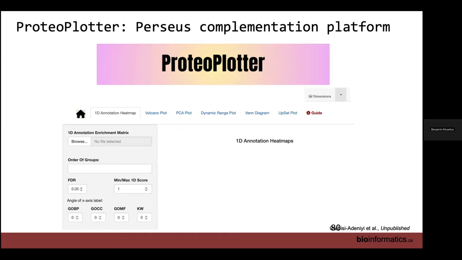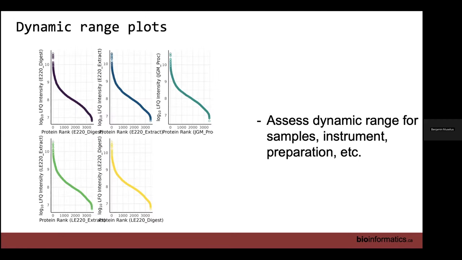So there's a 1D annotation heat map. We have volcano plots that you can do a bit more visualizations, color changes, different things like that. PCA plots with the ellipses, if you want to see that clustering. There's dynamic range plots. I have an example of those. And so these are plots that look across.